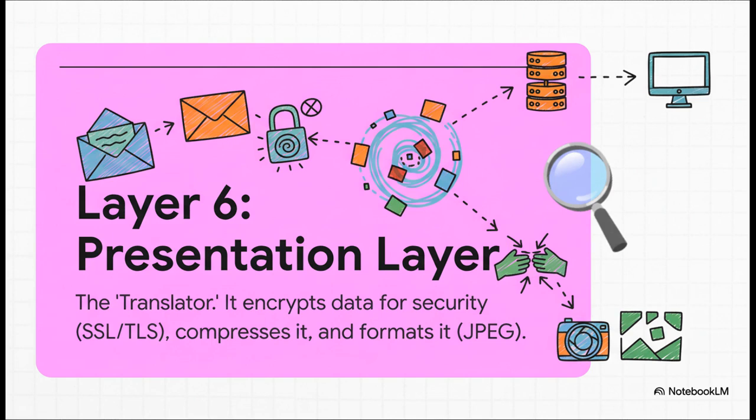Next up, layer 6. You can think of this one as a universal translator. It takes the data from layer 7 and makes absolutely sure the computer on the other end can understand it. It also handles really important stuff like encryption for security and compression to make the file smaller so it sends faster. This is kind of like making sure your letter is written in a language your friend can actually read.